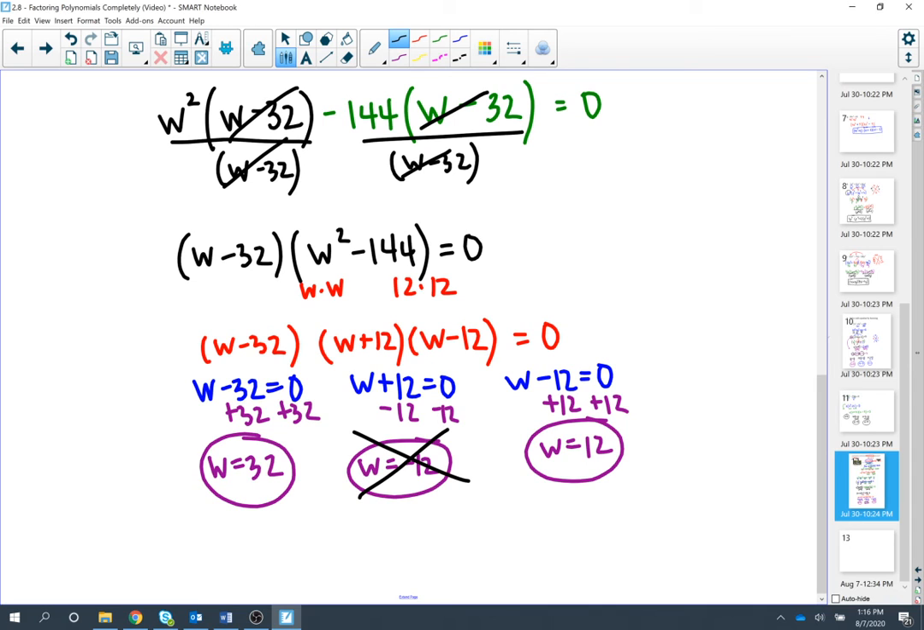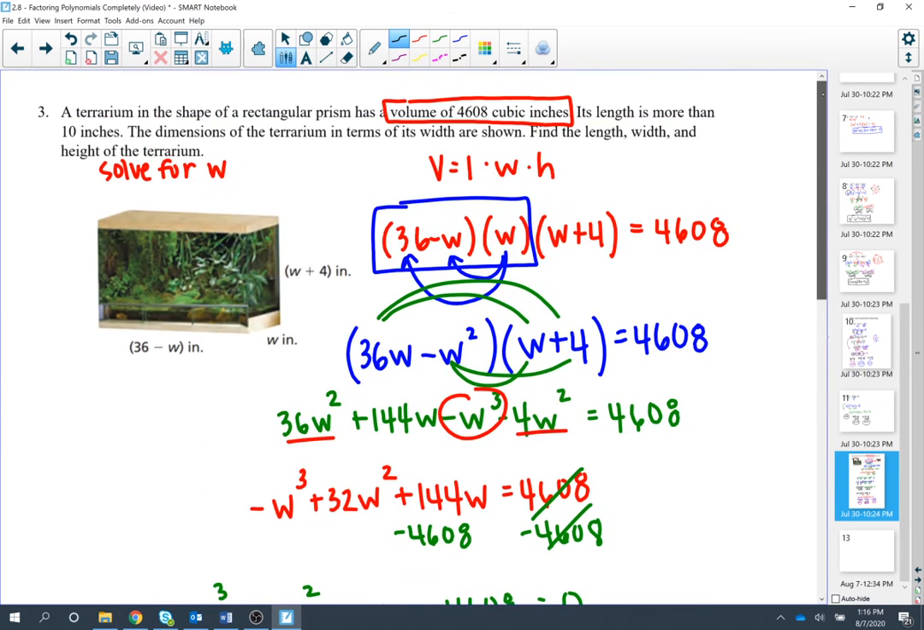So now we're working with a 32 or 12. So I'm going to go back up. Is the width 32 or is the width 12? Or could it be both? I don't know. Well, let's see. If the width is 32, I would put a 32 here. I would also put 32 here, and I would also put a 32 here, which means my width would be 32, my length would be 4, and my height would be 36.